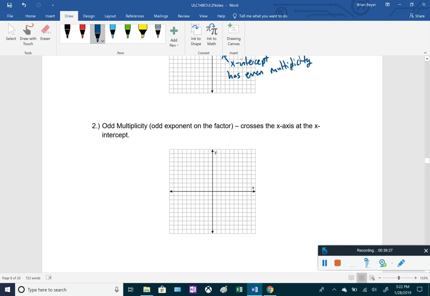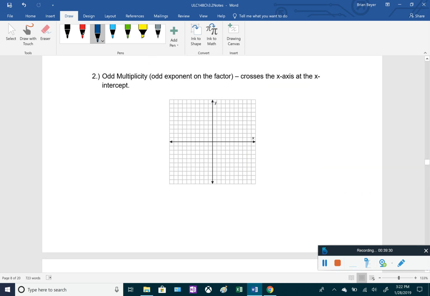For the next one, for odd multiplicity, that means there's going to be an odd exponent on the factor. That means it's going to completely cross through the x-axis at that intercept. So maybe something like this. So obviously it's crossing through right here. We would say this x-intercept has odd multiplicity.